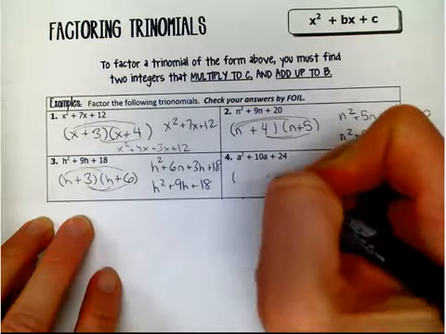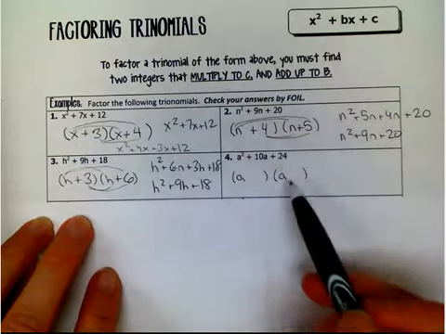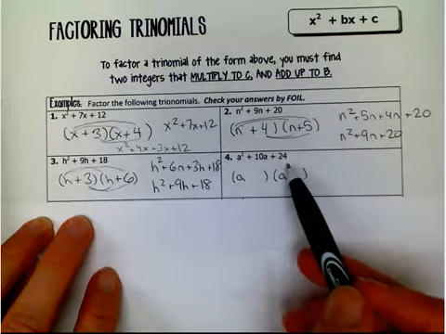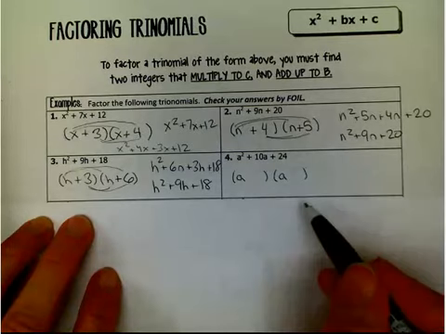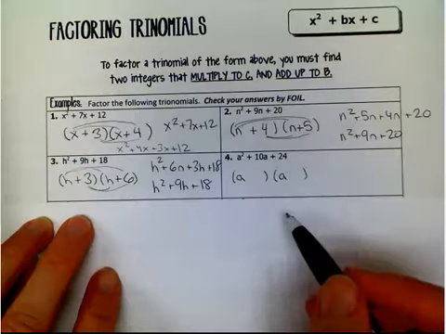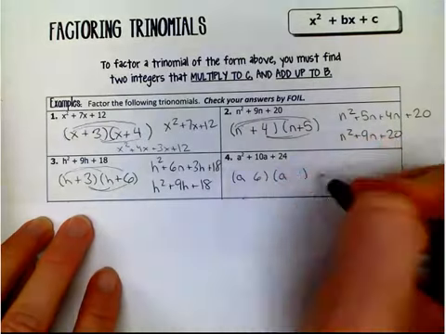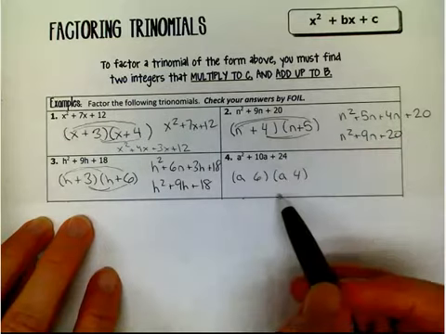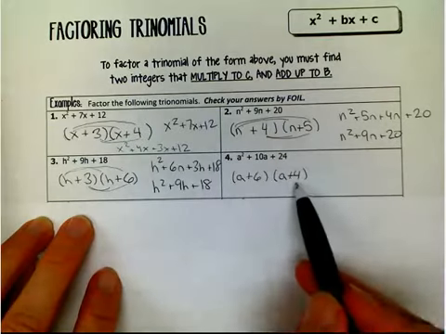Here I have a's. I'm going to start off by putting an a here and an a there. I want two numbers that I can multiply together to get 24, and then when I add them, I can get 10. So 6 and 4 seem like good bets to start with. So I need to have a positive 24, so I'm going to put positives there.